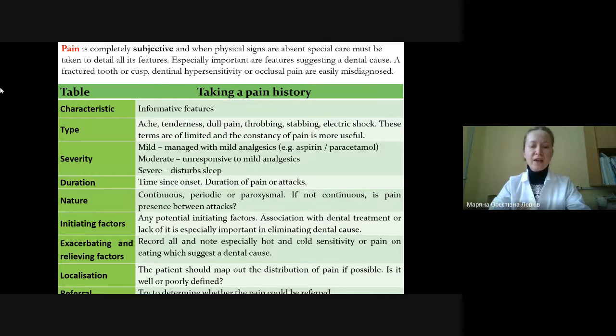Initiating factors: any potential initiating factors should be outlined. Association with dental treatment or lack of it is especially important in eliminating a dental cause. Exacerbating and relieving factors: dentists should record all and note especially hot and cold sensitivity or pain on eating, which suggests a dental cause. Localization: the patient should map out the distribution of pain if possible. Is it well or poorly defined? And referral: try to determine where the pain could be referred or irradiated.